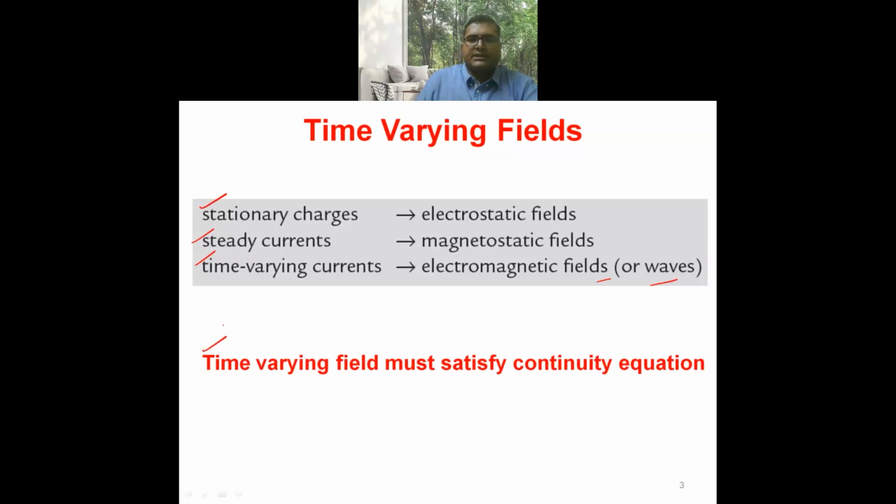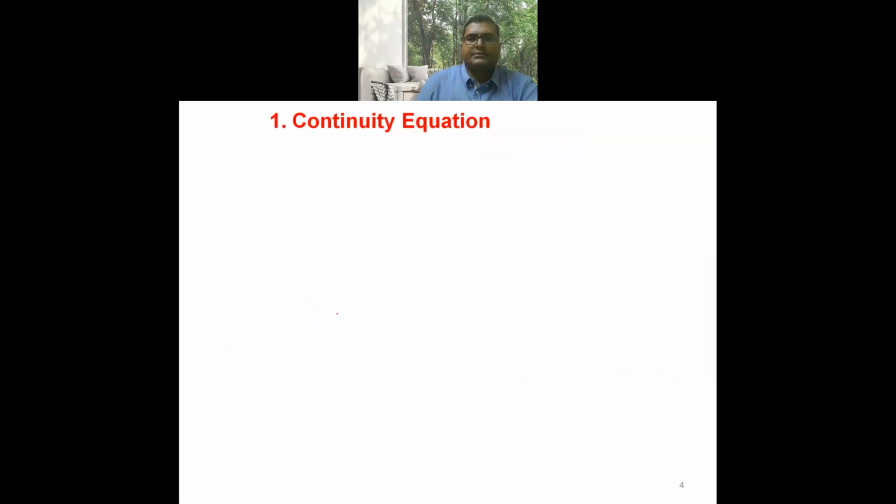The time varying field must satisfy the continuity equation. Continuity equation is the base for time varying field. Continuity equation.